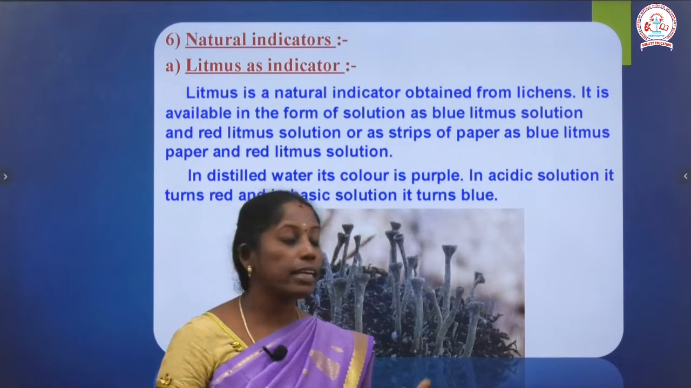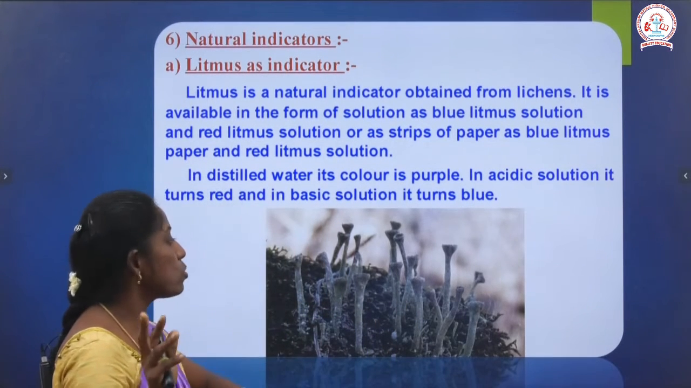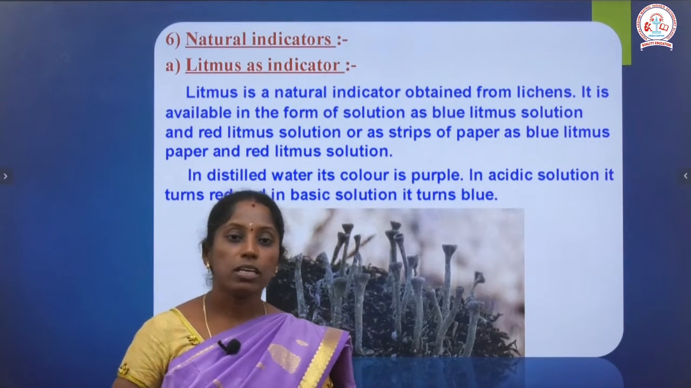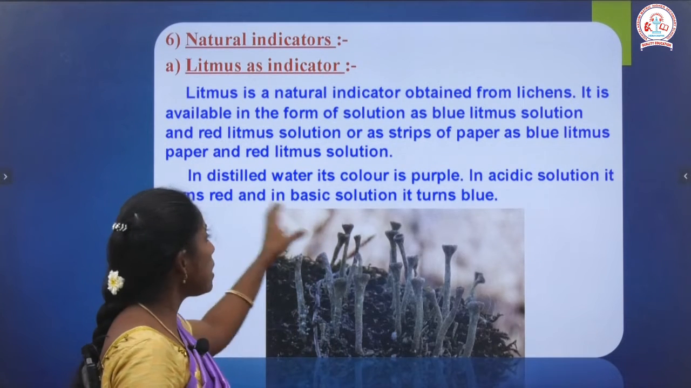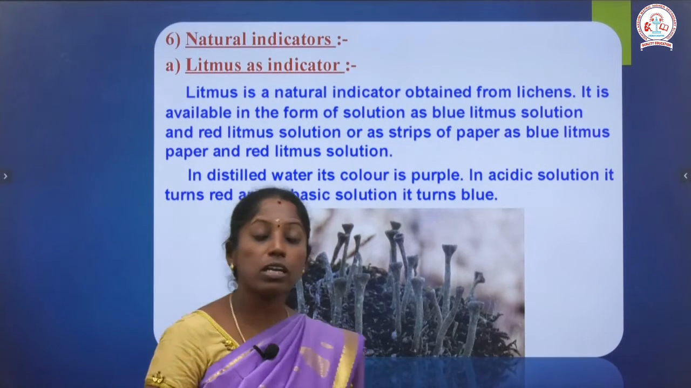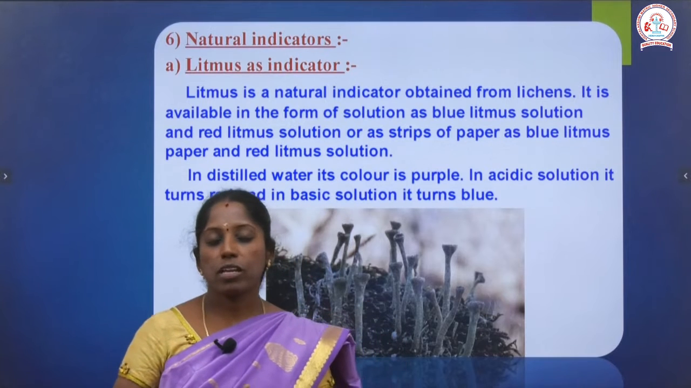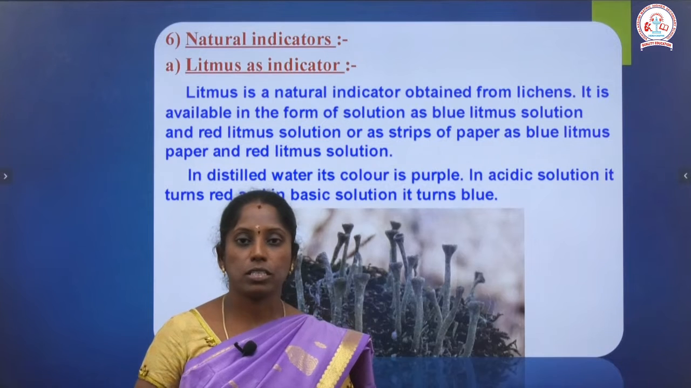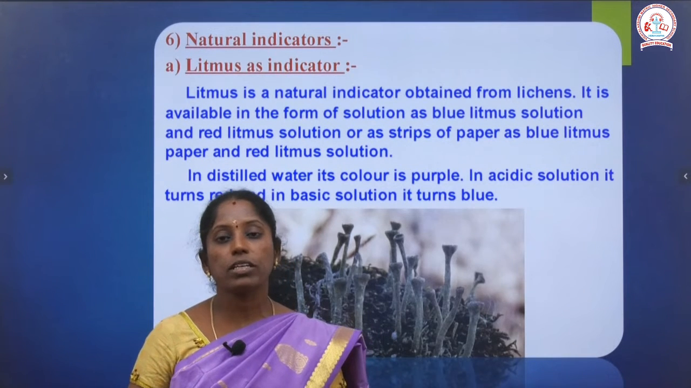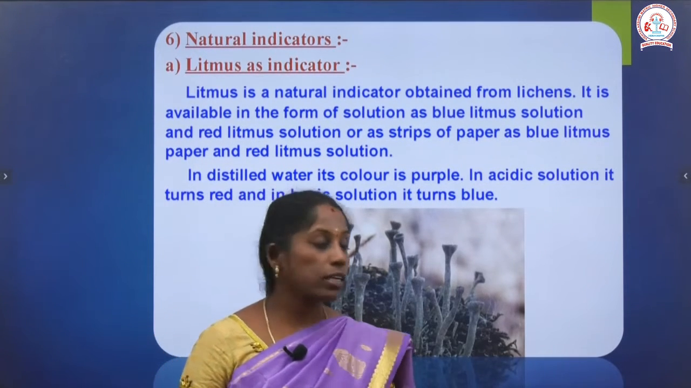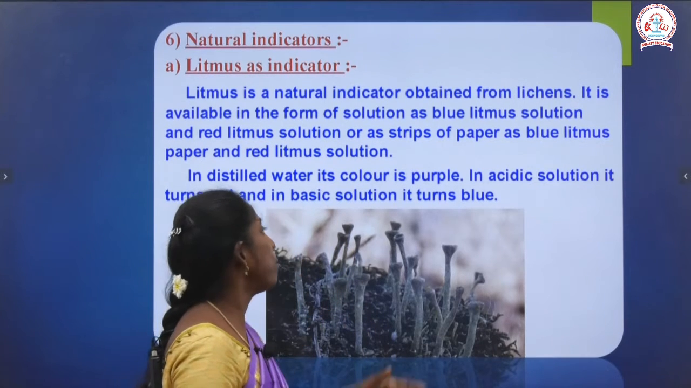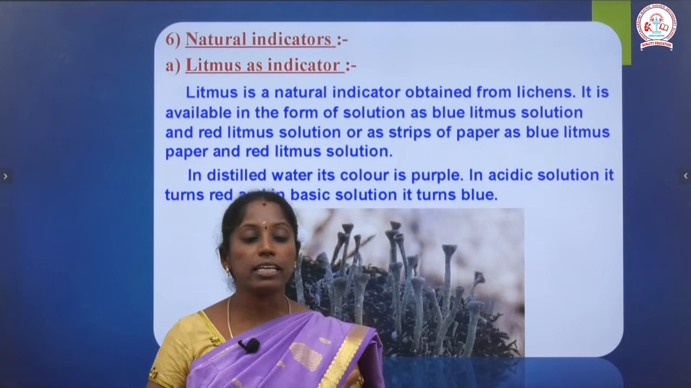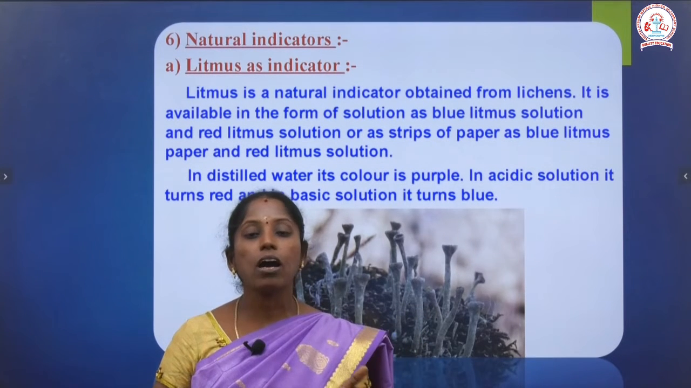So, here we are using litmus as an indicator, two kinds of strips: one is blue litmus, another one is red litmus. Now you can see distilled water. What is the nature of distilled water? It is a neutral substance. So what will the color change be now? It changes into purple color. So by using the litmus indicator, we can see whether the solution is acidic, basic or neutral.